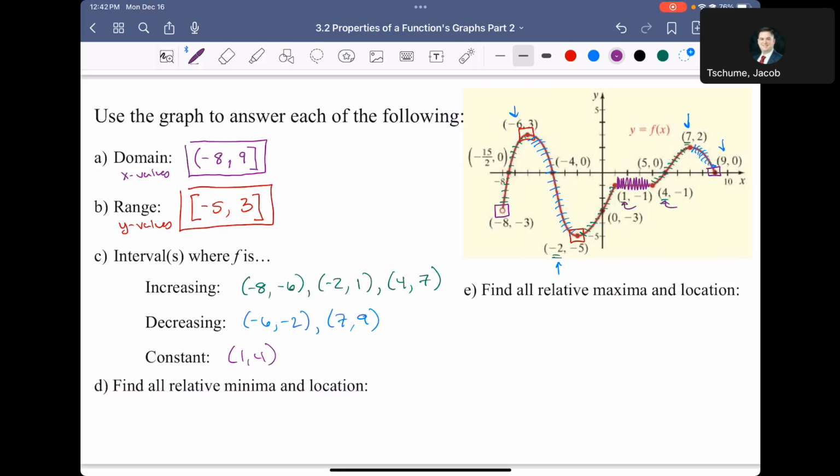Just once again, remember, with increasing, decreasing, and constant, you only look at the x values, you only use parentheses, and you use a comma between them, as you write more than one.